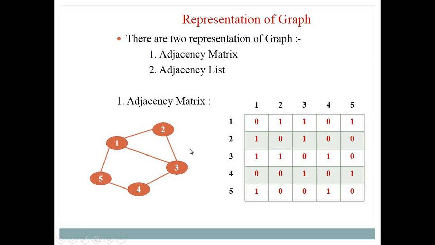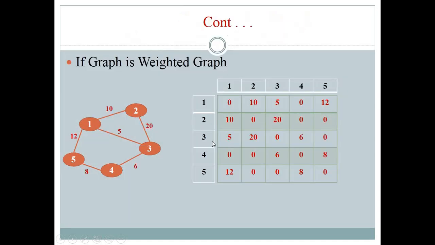So 1. 2 to 1, 1 edge is available. 1. 2 to 2, no self loop is available. So 0. 2 to 3, 1. 2 to 4, no edge available. 0. 2 to 5, no direct edge available. 0. In the same way we can find for 3, 4 and 5. So this is the adjacency matrix.